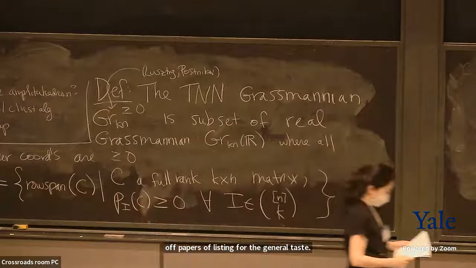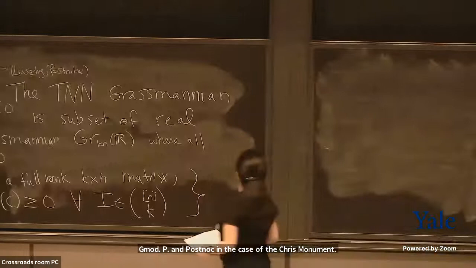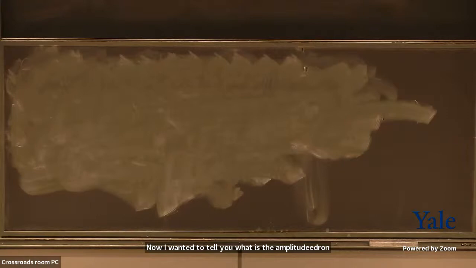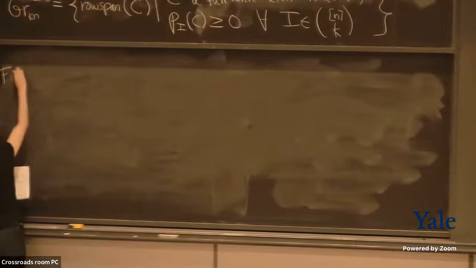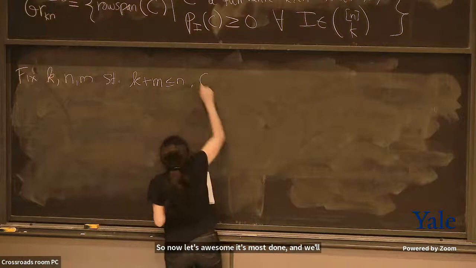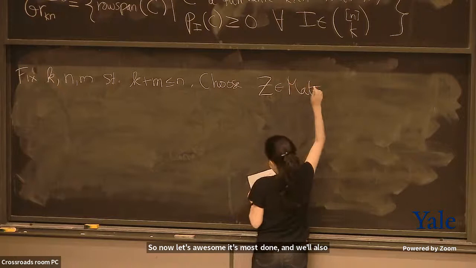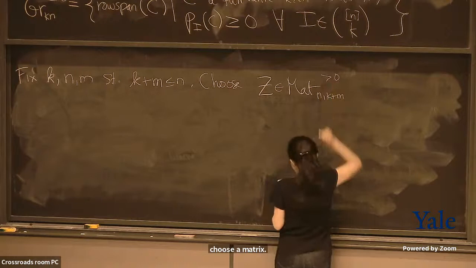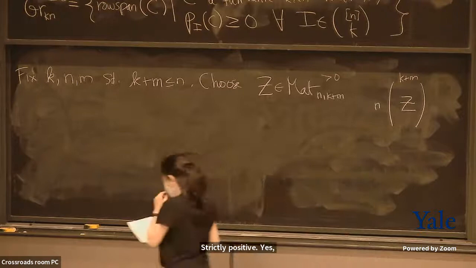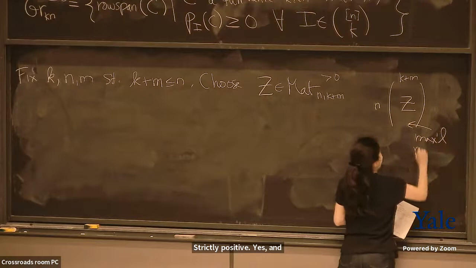Now I want to tell you what is the amplituhedron. So let's pick positive integers k, n, and m such that k plus m is at most n. And we'll also choose a matrix Z. This matrix Z is an n by k plus m matrix with maximal minors strictly positive.